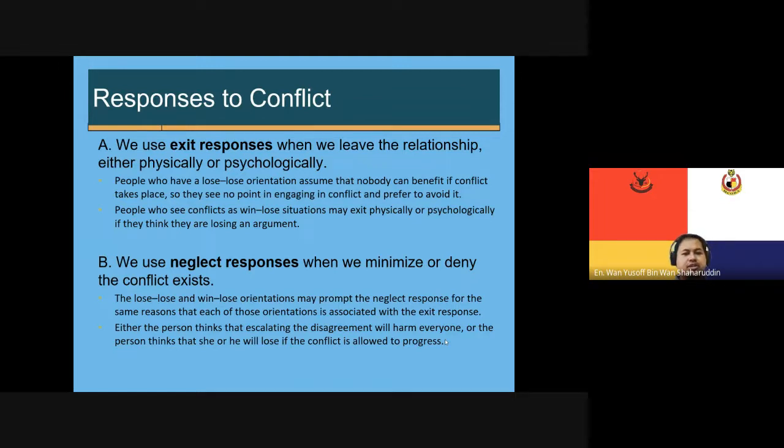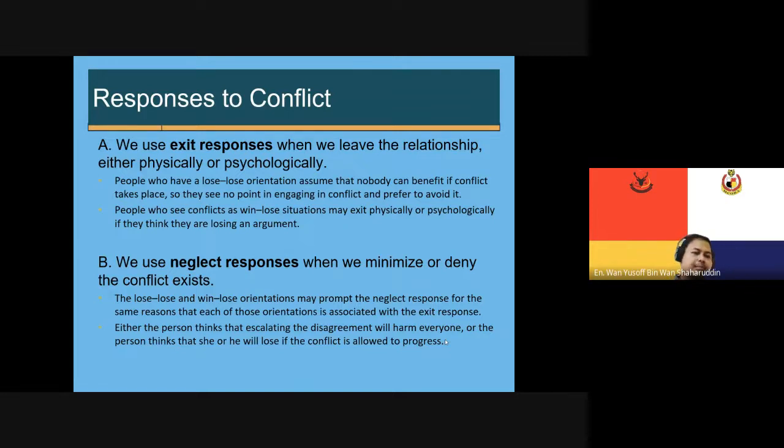So in a way, it can be a very healthy approach, because maybe you are facing something which is not worth fighting for, for example, just choosing the color of a shirt. But if it is a win-lose situation whereby you can change it into a win-win situation, this will be an unhealthy exit response, because you are not dealing with the conflict that you are having. You avoid the conflict because you know you will not be winning.